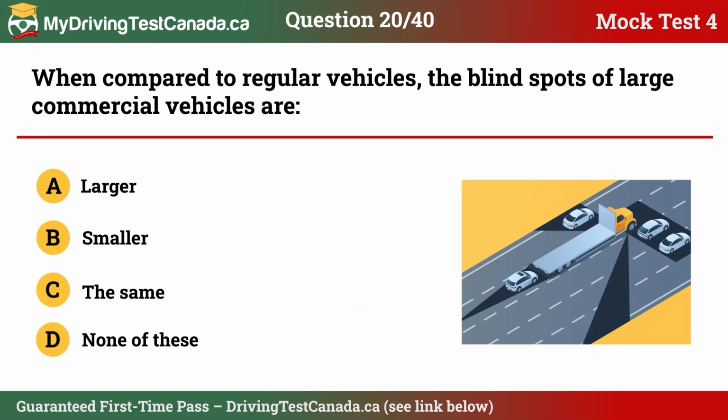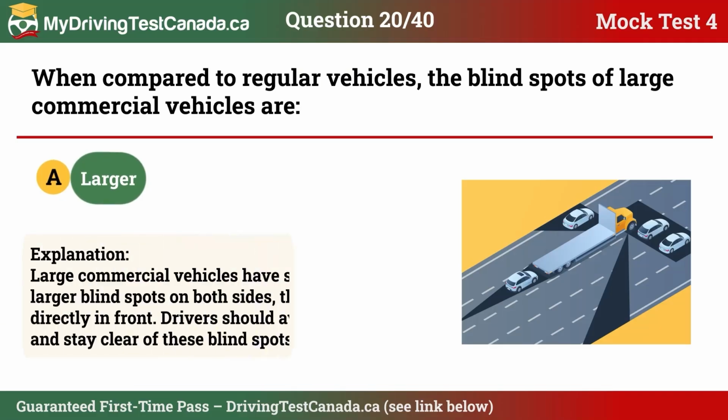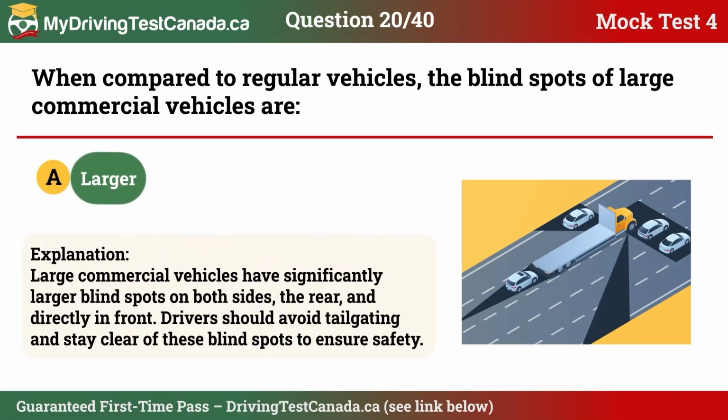The correct answer is A. Larger. Explanation. Large commercial vehicles have significantly larger blind spots on both sides, the rear and directly in front. Drivers should avoid tailgating and stay clear of these blind spots to ensure safety.